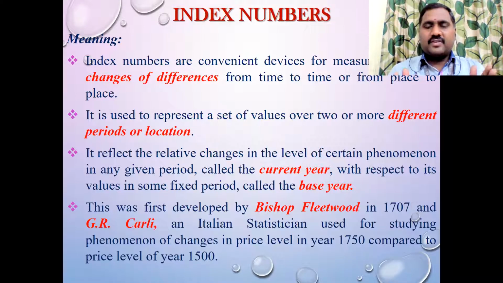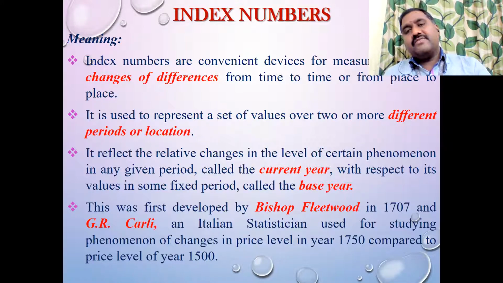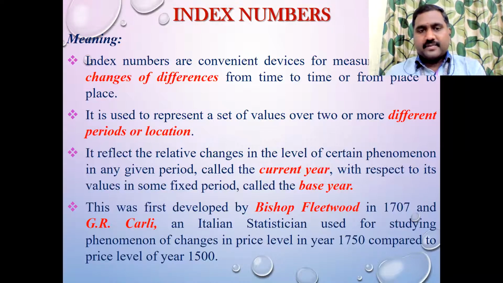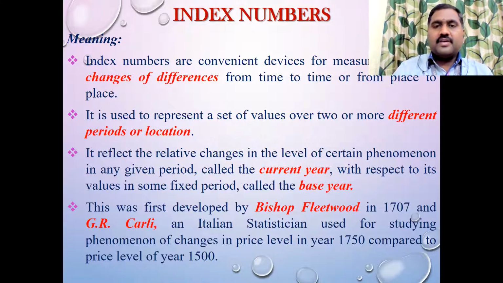Okay, so whatever things you are finding for the current year, that is for the given period, you have to compare with the base period. Base period is like a fixed period. It may be a year or a month or a day. This index number concept was created by Bishop Fleetwood and also the statistician Carli, and they started studying the comparison of prices in two different years. So this is the meaning and definition of index number.